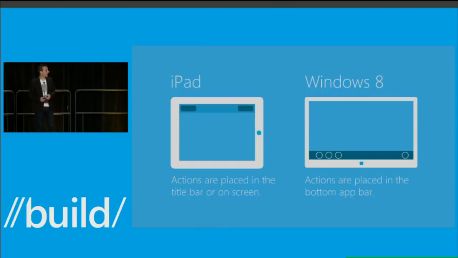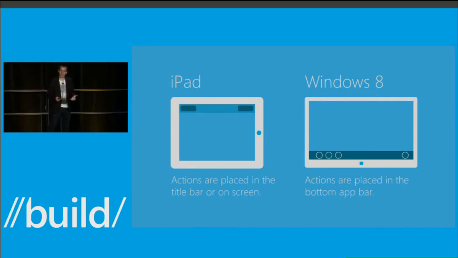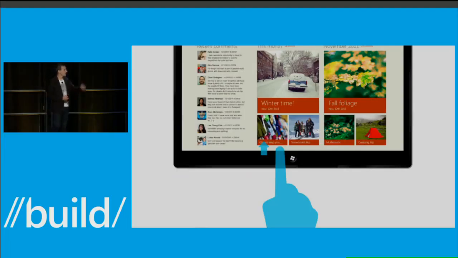Let's talk a little bit about app bars. So actions or commands on Windows 8 go into an app bar that's located at the bottom of your screen. On iOS, there's no real rule around that. You can put them in the top menu bar, you can put them in the bottom menu bar. You can kind of do whatever you want. On Windows 8, it's a little bit more strict, and it would like you to put all those commands in the bottom app bar. So the bottom app bar, you activate that by swiping from the bottom.